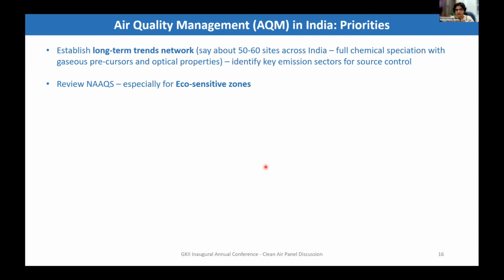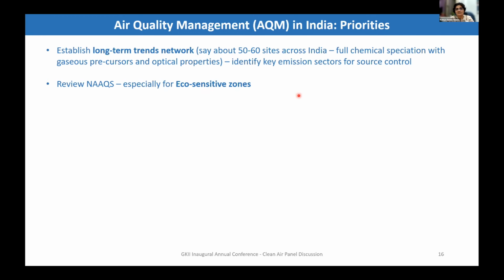So I'm going to put down a few points and then, of course, request my co-chair also to comment on them in terms of the priorities for air quality management in India. We'd, of course, need to establish a long-term trends network, not only for enhanced measurements, but also to meaningfully assess what the benefits of policy interventions and mitigation actions that we put in place are. Are we really obtaining the benefits that we expect to obtain from certain policy decisions and control strategies that we implement? The NAAQS review, especially for eco-sensitive zones, I've already spoken about it.